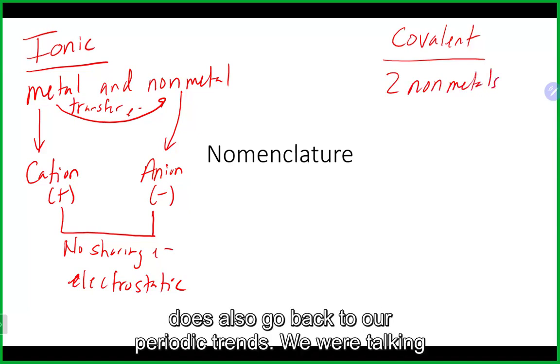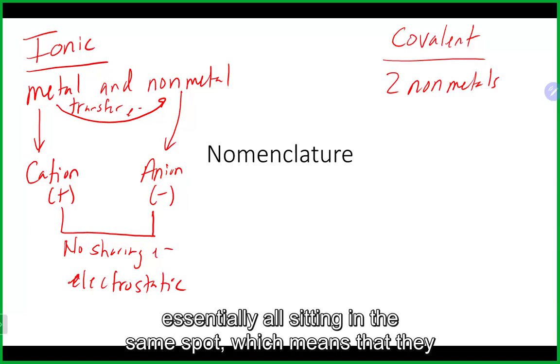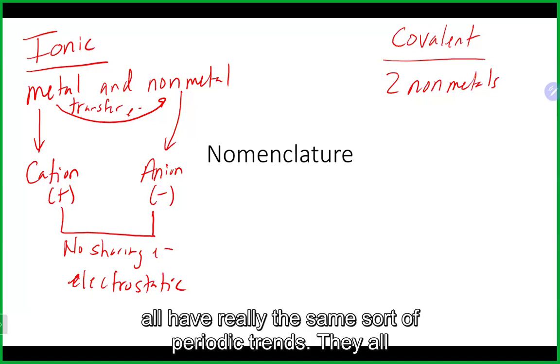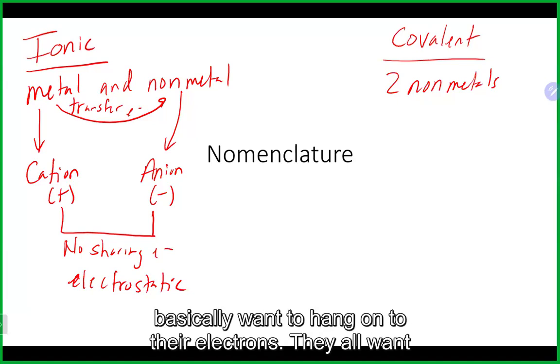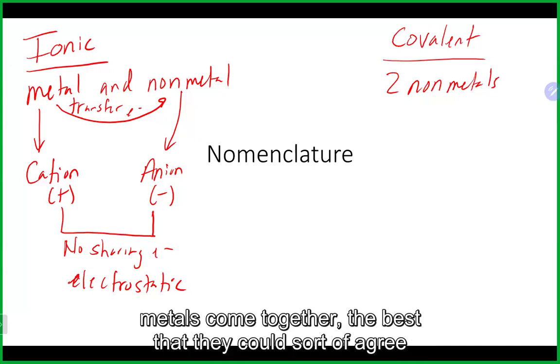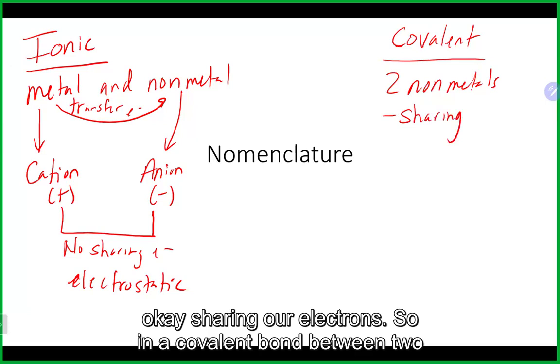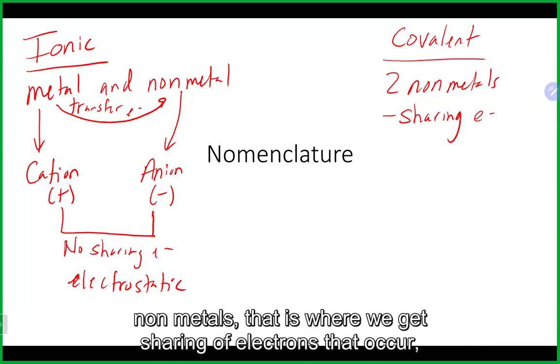And it really does also go back to our periodic trends we were talking about. All the nonmetals, if you look on the periodic table, are essentially all sitting in the same spot, which means that they all have really the same periodic trends. They all basically want to hang on to their electrons. They all want to basically take other people's electrons. So when these two nonmetals come together, the best that they could agree upon is we will not give away our electrons, but we will be okay sharing our electrons. So in a covalent bond between two nonmetals, that is where we get sharing of electrons.